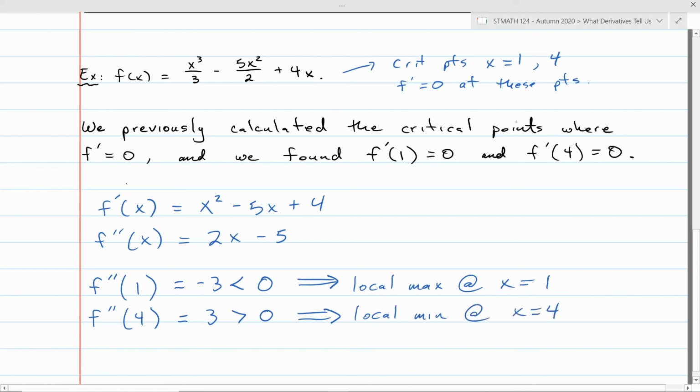So you see how easy it is to use the second derivative test. You don't have to make a sign chart. You just plug the critical point itself into the second derivative and see what the sign is, and that tells you whether you got a local min or a local max.